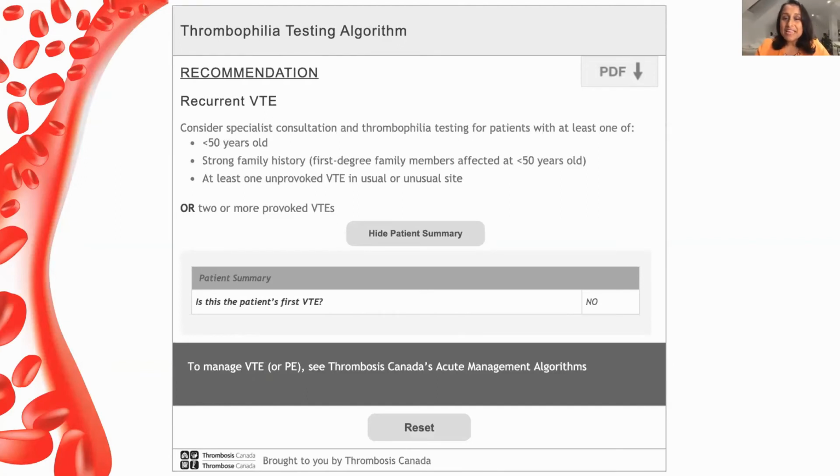So the Thrombophilia app has told us that patients should only be considered for thrombophilia testing, ideally with the oversight of a specialist, if they are under 50 years old, if they have a strong family history, or if at least one of their clots was unprovoked. It also suggests that we consider thrombophilia testing if the patient has 2 or more provoked VTEs. So you can click to the animation.